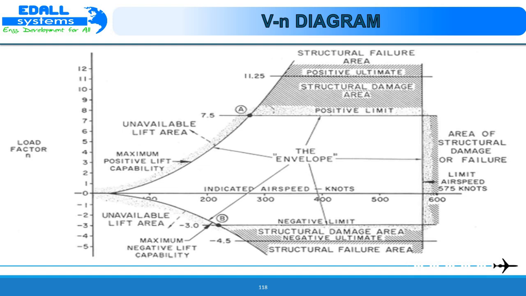Point B is the intersection of the negative limit load factor and the line of maximum negative lift capability. Any airspeed greater than point B provides a negative lift capability sufficient to damage the aeroplane. Any airspeed less than point B does not provide negative lift capability sufficient to damage the aeroplane from excessive flight loads. Point A is the intersection of the positive limit load factor and the line of maximum positive lift capability.